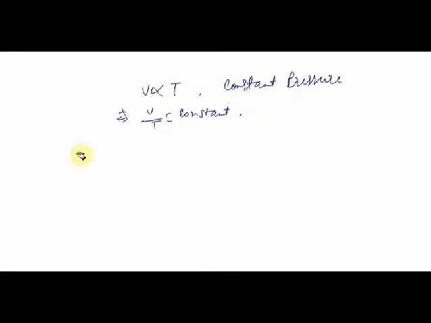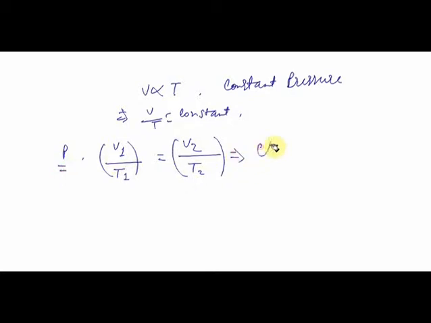So suppose at some pressure P, we take a volume V1 of a gas, and the temperature is T1. Then at the same pressure, if we increase the temperature to T2, the volume will also change, say to V2. Then this ratio V1 by T1 will be equal to V2 by T2 at constant pressure. So this is our Charles' law.